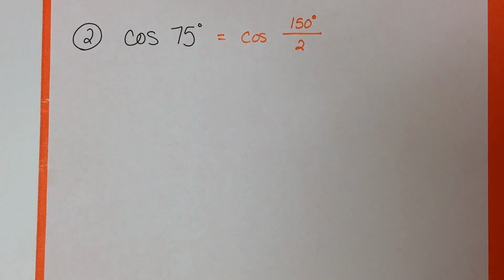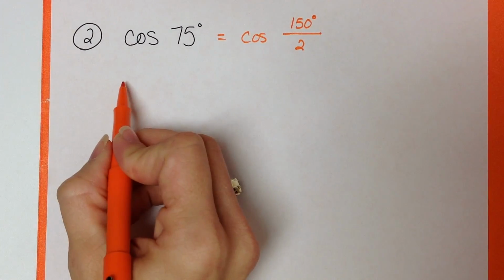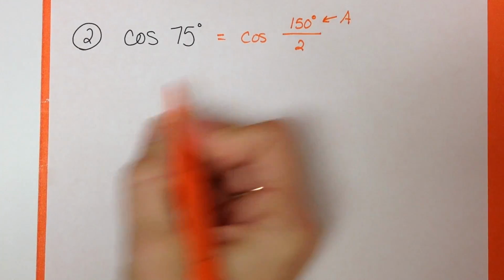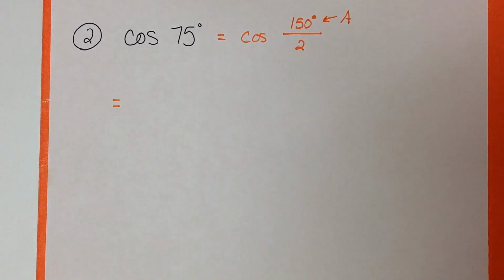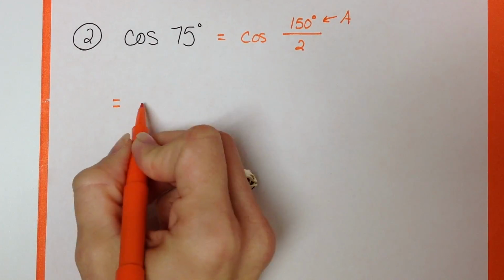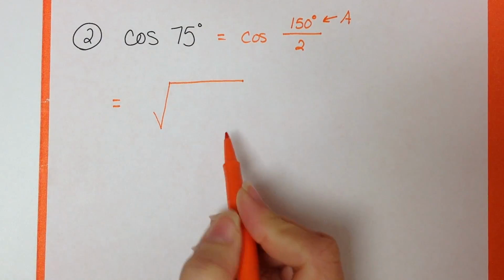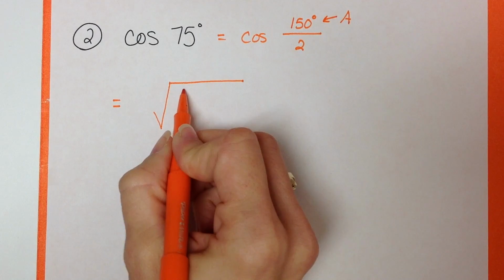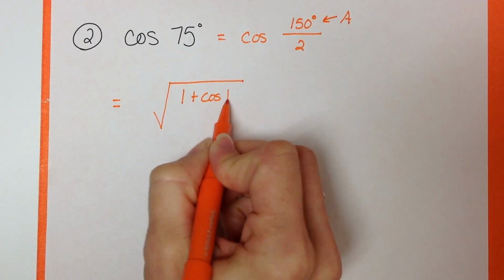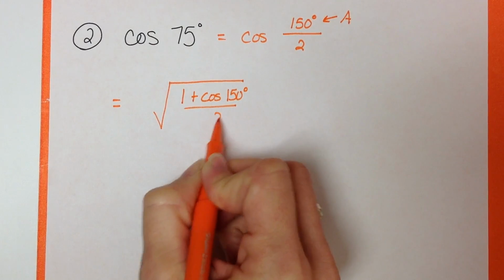Now a while ago I did say, use your 30 degrees, 45 degrees, 60 degrees when you can, which you still are, but it's going to be one of those that's a reference angle to 150. You'll see where that comes into play in just a second. Okay, so again, this is going to be my A value. So if I go to my formula, I've got the plus minus in the front, which I'll explain in just a second. But the part under my radical, I would have 1 plus cosine of 150 degrees divided by 2.